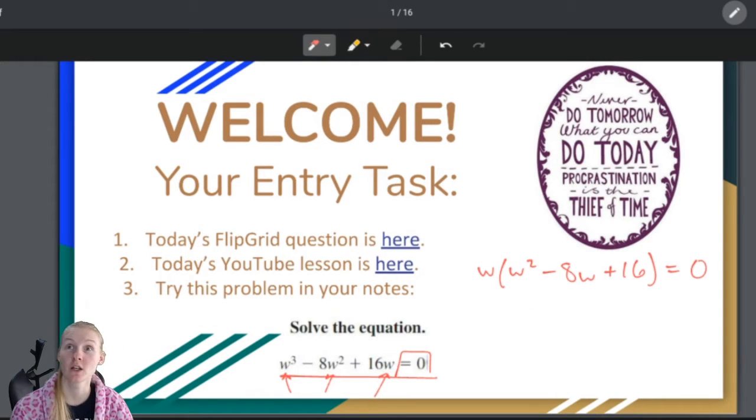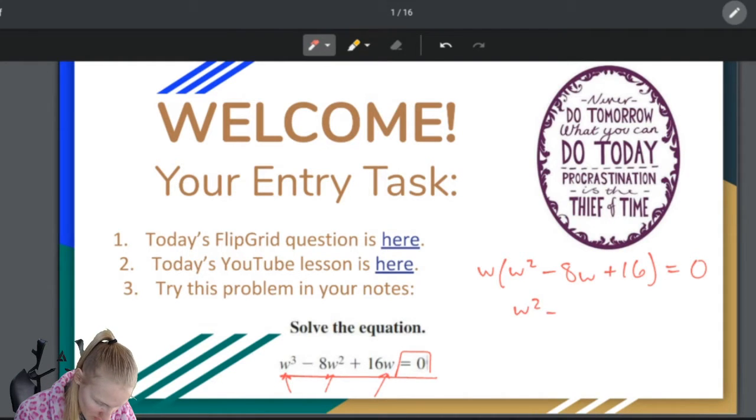Ooh, you know what I notice? I notice that this is the perfect square trinomial pattern. This is W squared minus 2 times 4 times W plus 4 squared. So this is actually W minus 4 squared.